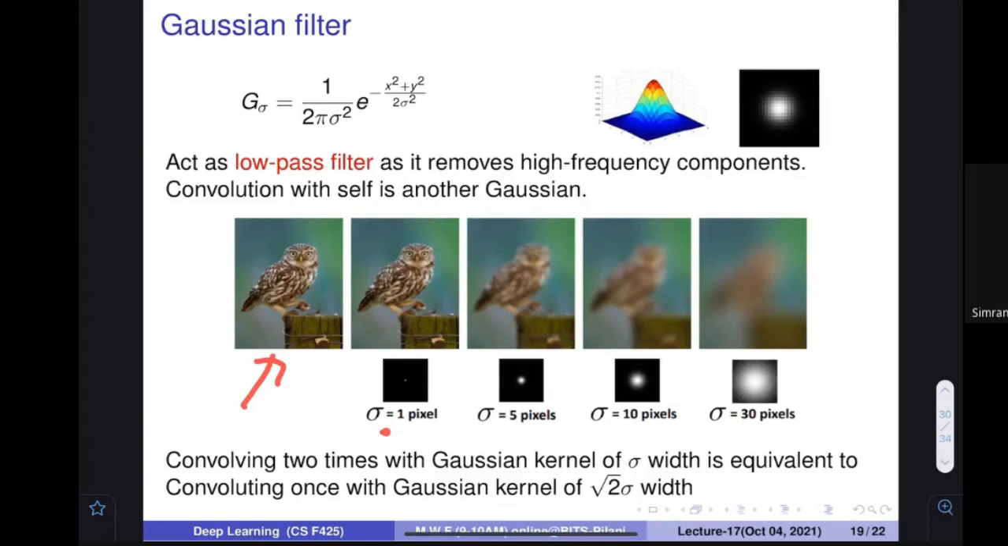This is the original image. If I apply a filter of size 1, I get the same thing. But if the filter is 5 by 5, I get this image. 10 by 10, I get this thing. 30 by 30, I get this thing.